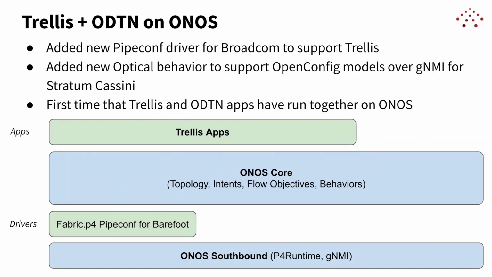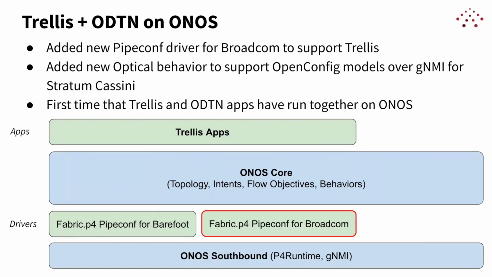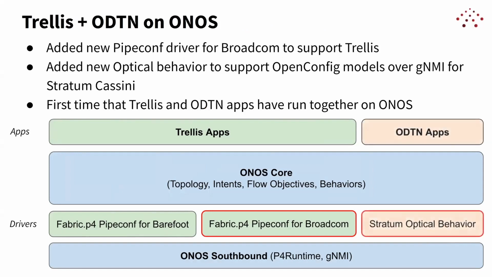The second part of this integration was to run Trellis, ODTN, and ONOS on one cluster. The first thing we did is we added a new pipeconf driver for Broadcom to support Trellis. This is in addition to the pipeconf that we already have, which supports Barefoot ASICs. Second, we've added a new optical behavior to support OpenConfig models over gNMI for the Stratum CASSINI device. And lastly, we've run both the Trellis and ODTN apps together on the same ONOS cluster. This means that the topology, intents, flow objectives, and behaviors from the ONOS core are shared by both applications, and both application suites through the core and drivers rely on the same P4 runtime and gNMI southbound implementations.